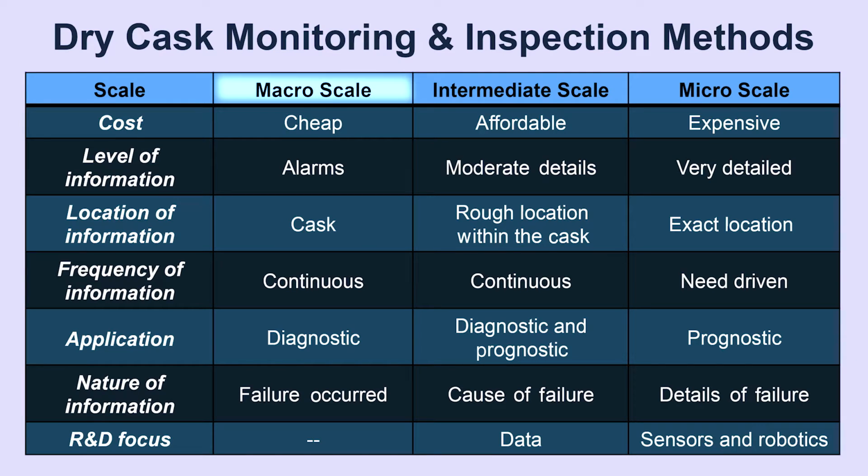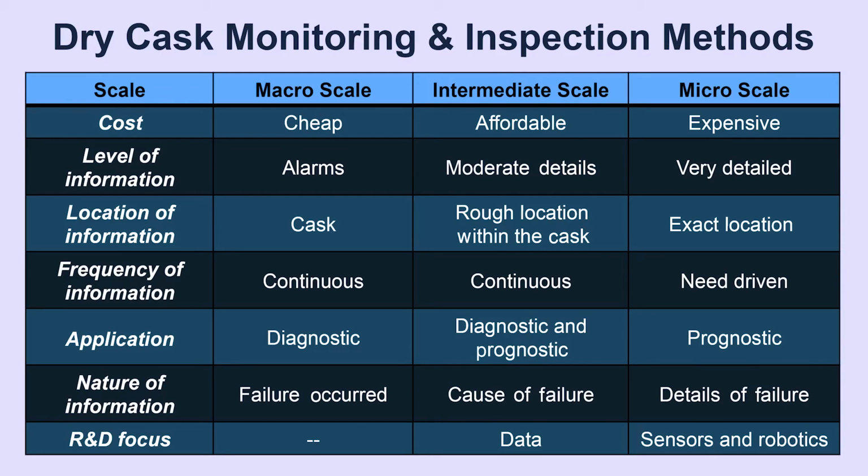Typical ex situ methods are macro scale methods. They can only tell if the dry cask has a problem or not. These methods do not reveal what the problem is or where exactly it is in the dry cask. Ex situ methods are, however, inexpensive and relatively easy to implement.